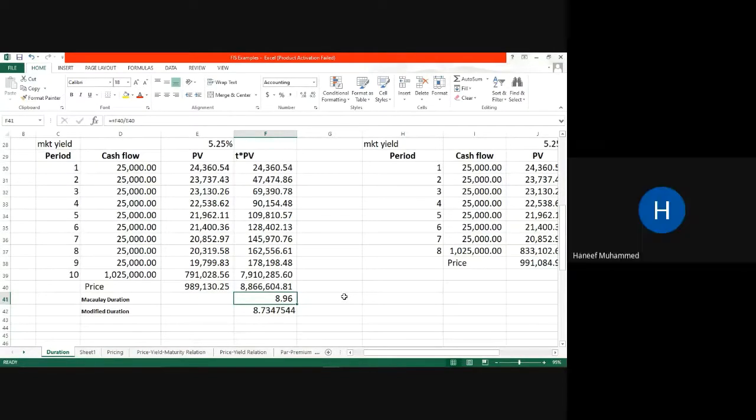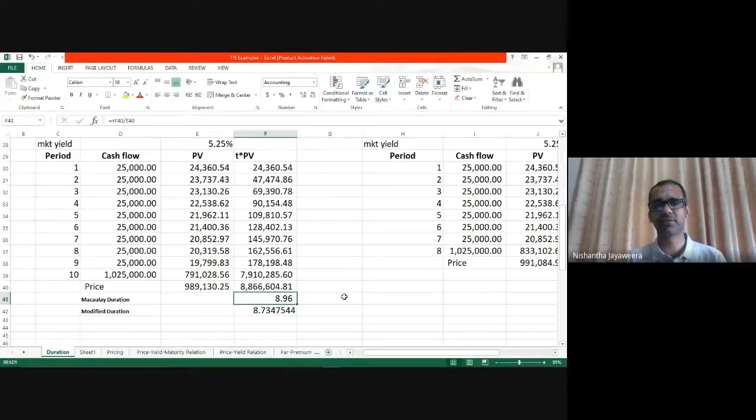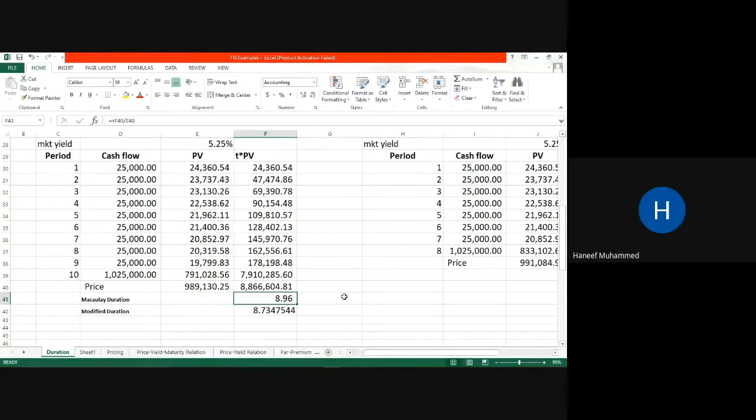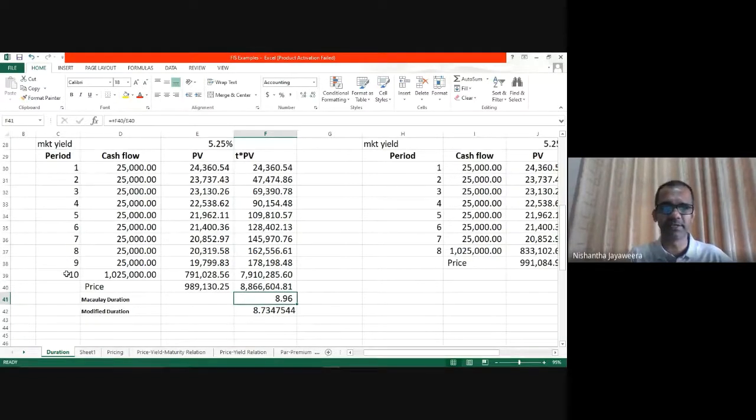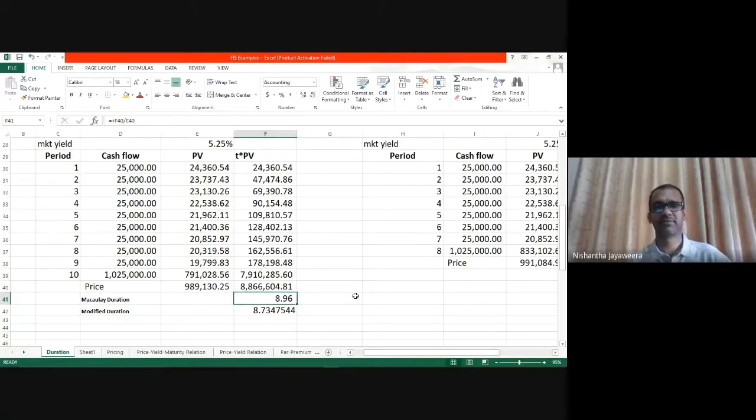Is it okay or something wrong? Yes, we get this issue because we consider semi-annual periods. So now we have 10 periods. So this gives us 8.96 periods. That means 8.96 semi-annual periods. To avoid that, if we want to get it in years, we have to divide this answer by 2.